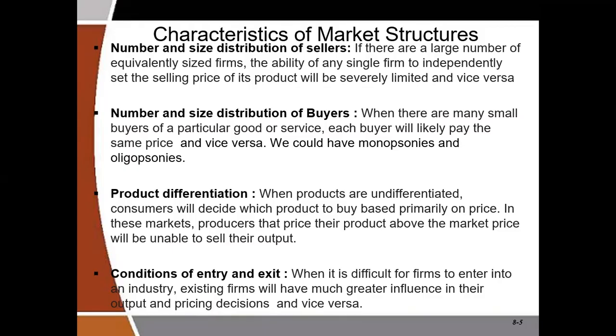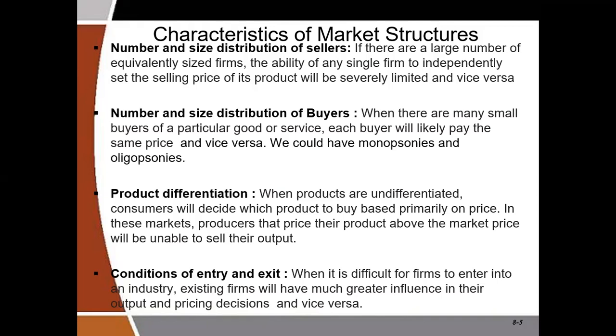And also, we can have an extreme form. It is not about a small number of large sellers, but we can also have a situation where we have only one seller. When we have only one seller in the market, that seller is able to control the price alone, because that seller is the sole producer of the good in the market, and is able to control the price by changing its output.